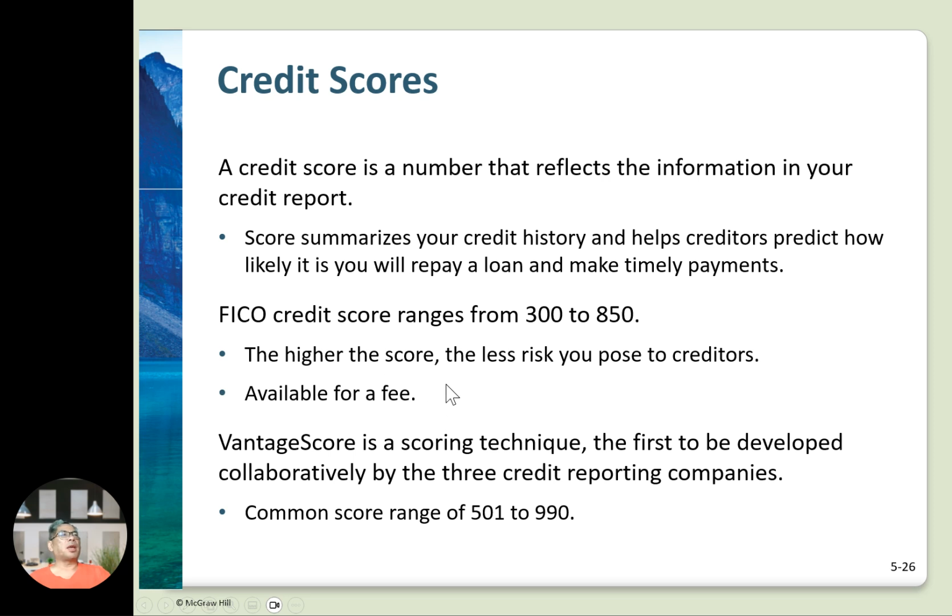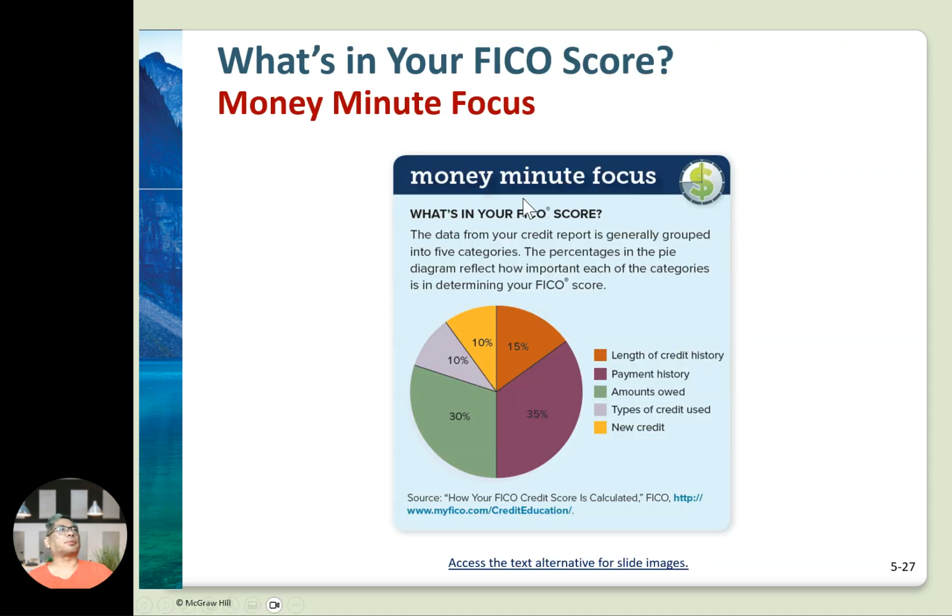Available for free. Okay? VantageScore is another scoring technique, the first to be developed collaboratively by the three credit scoring system companies. It has a score ranging from 501 to 990. This is your FICO score. Okay? It shows you an example of your FICO score. Length of credit history, and then payment history at 35%, amounts owed, types of credit used, and new credit. This is the typical breakdown. This is what they're going to focus on.